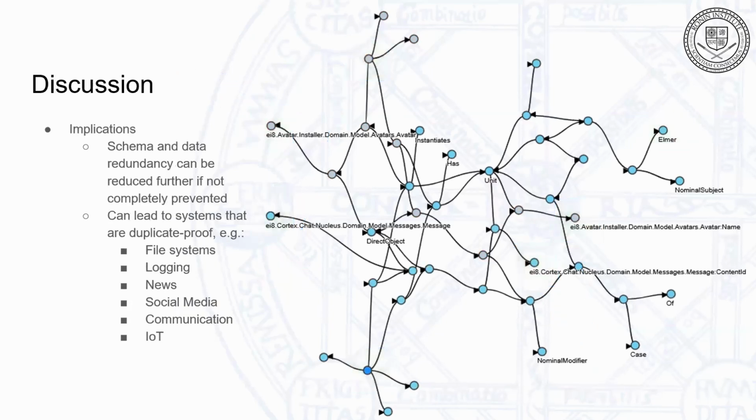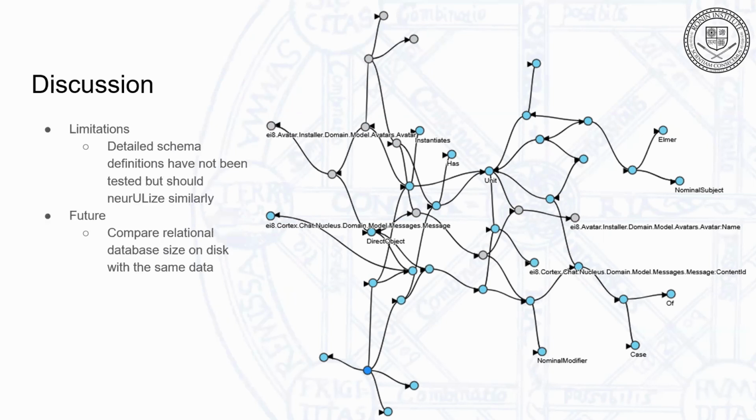Using the neuralizer, schema and data redundancy can be reduced if not completely prevented, leading to systems that are duplicate-proof, including file systems, logging, news, social media, communications platforms, and IoT hubs. A limitation of the presented neuralization process is that it only included column data type and name. Other column attributes were not simulated, but should process in the same way. A future test can also involve comparing actual disk size of a relational database to a neuralized graph database with the same data.